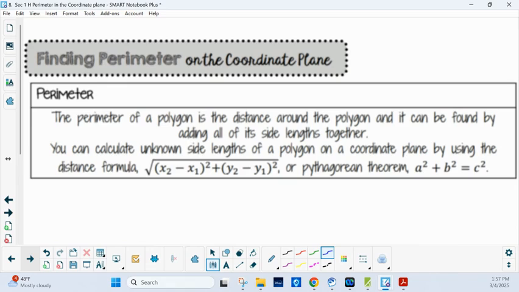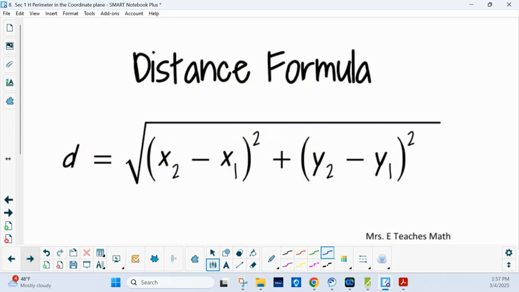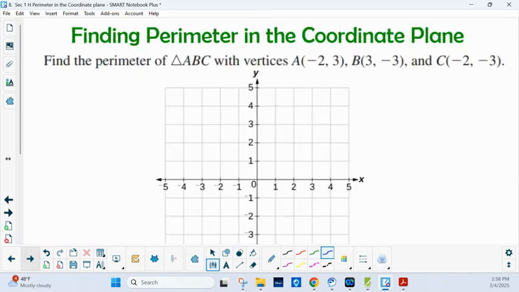So the perimeter of a polygon, which is any sided figure, is the distance around it, and you can find it by adding all of its sides. So we can calculate any unknown side by using the distance formula, we're going to try it that way, and then I'm going to show you how you can use the Pythagorean theorem too as an option to find the distance. So we know the distance formula, we've got to know it this year, finding the difference of the x's squared and the difference of the y's squared.